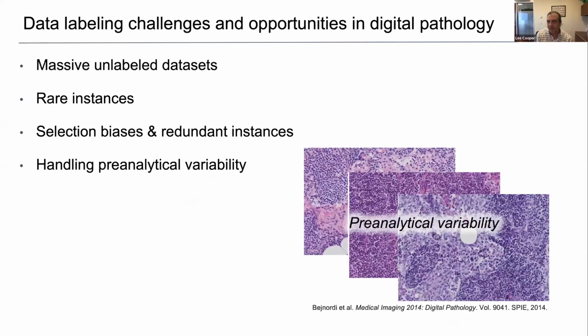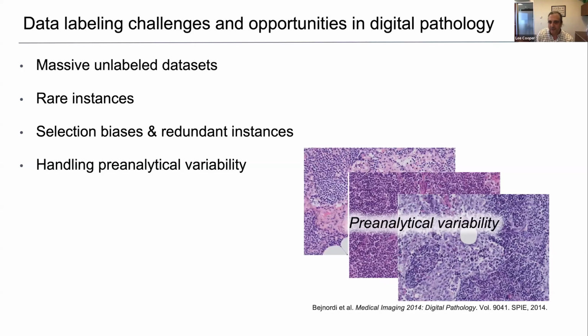So in pathology, we have big unlabeled data sets. That's actually a big advantage, I think. Some of the challenges we have are rare instances. Again, like I said, if you want to try to find examples of some unique cell, you may end up spending a lot of time just collecting a few examples of those. There are selection biases and redundant instances, like I mentioned before. And also this issue of pre-analytical variability.